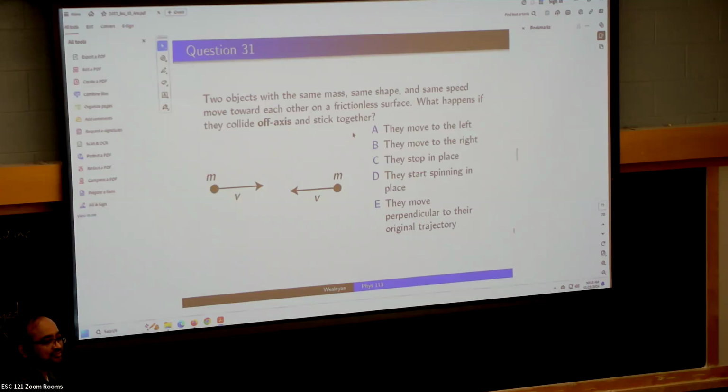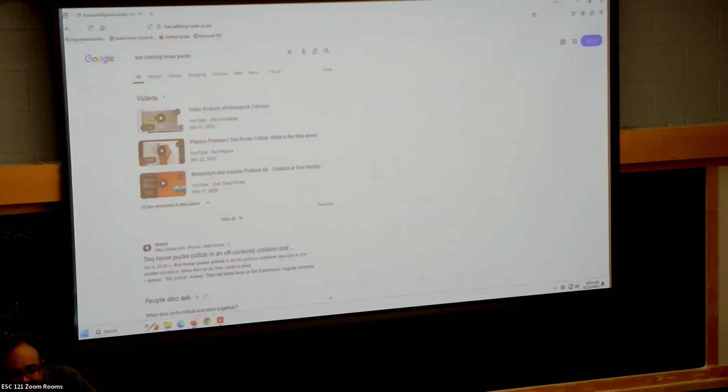Anyone need more time? Okay, show me what you think. Okay, mostly for D, since they stick together, they're not going to move perpendicular to the original trajectory. Mostly for D, they start spinning in place, that is correct. So I think I found the video of it.